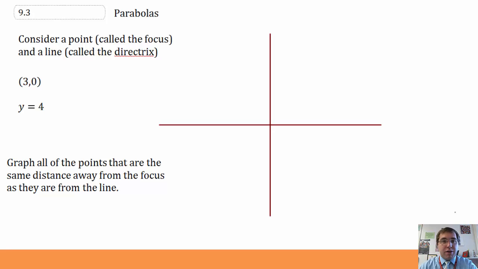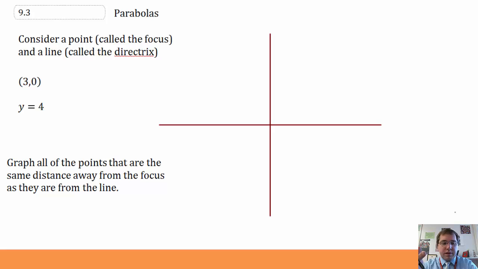This is section 9.3 of Honors Algebra 2, Parabolas. We've encountered parabolas before because we've seen that they are the graphs of quadratic equations. But we haven't really said anything about the specific shape of a parabola, other than we know there's a vertex and we know there's some symmetry going on.